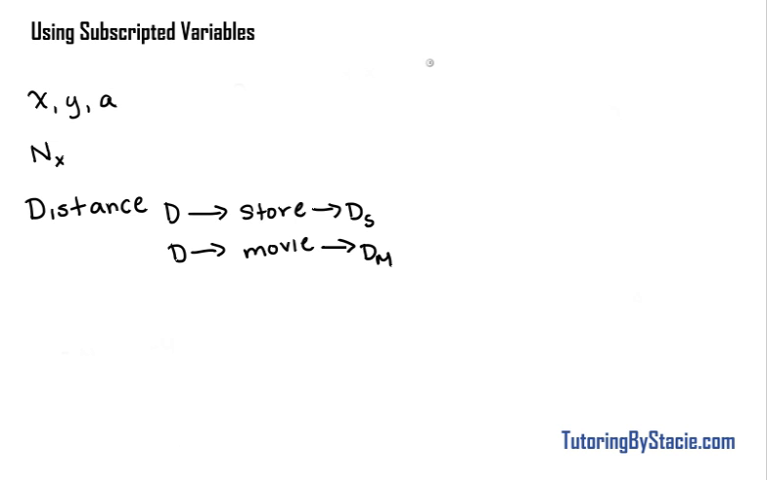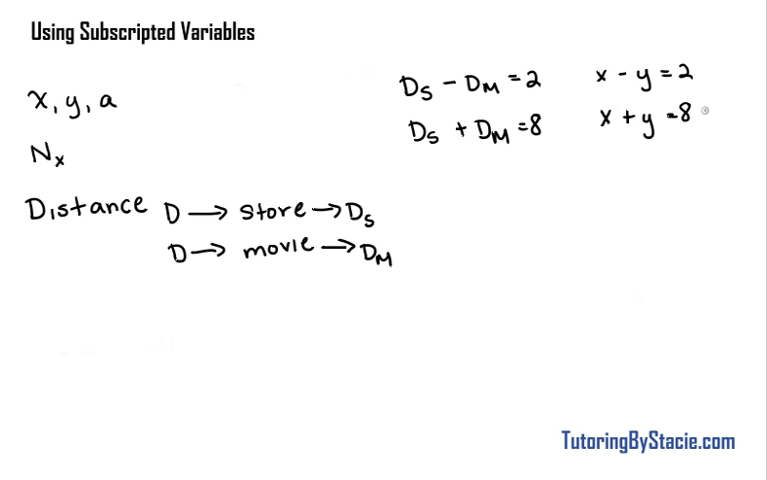And so given the system of equations, d sub s minus d sub m equals 2, and d sub s plus d sub m equals 8, may be scary at first until you recognize it is simply a sister equation to x minus y equals 2 and x plus y equals 8. If you're used to solving systems of equations, that probably looks a lot nicer, but it solves the exact same way. This particular system of equations is set up for elimination, so let's add these two equations together.